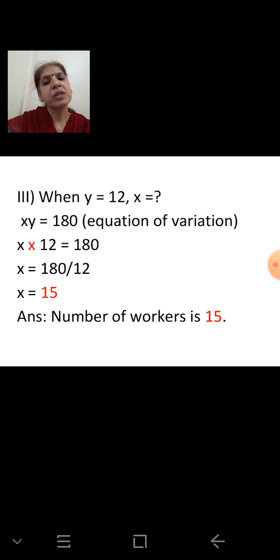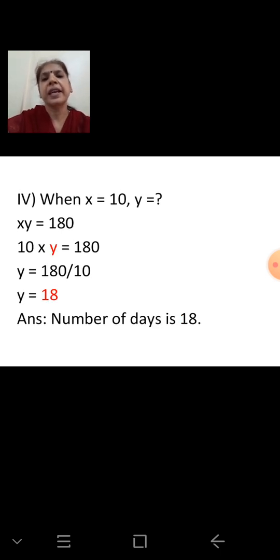You can directly also divide. 12 ones are 12, then 6 will remain, 60. You can calculate directly also, or you do the ordinary division, and when you divide, the answer is 15, and x is 15, and x stands for the number of workers. So the number of workers is 15. This is one pair. Next pair is, when x is 10, y we have to find.